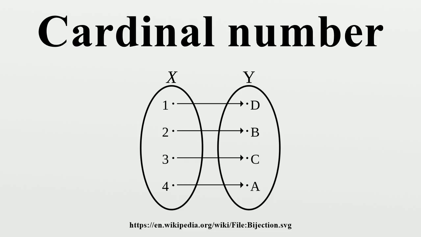Formal definition. Formally, assuming the axiom of choice, the cardinality of a set X is the least ordinal alpha such that there is a bijection between X and alpha. This definition is known as the von Neumann cardinal assignment. If the axiom of choice is not assumed, we need to do something different.